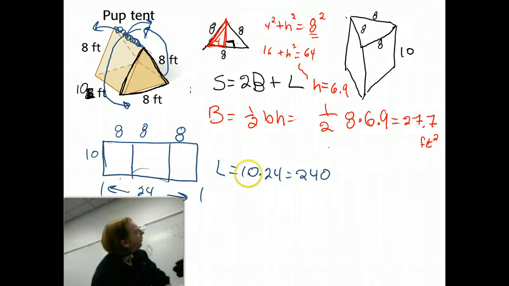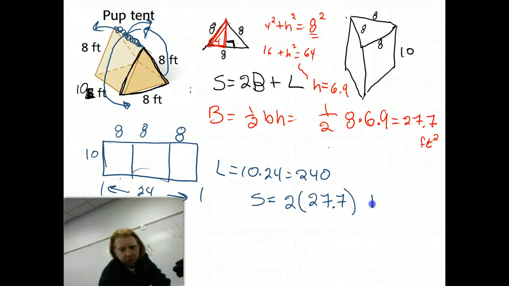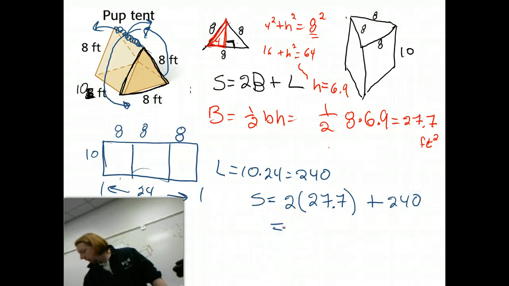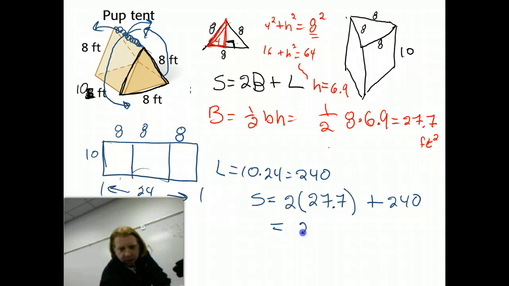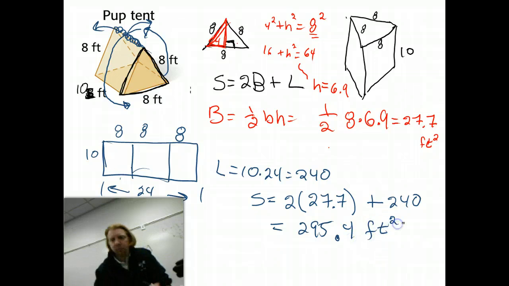Now, the last thing I've got to do is figure out the overall surface area. So the surface area is going to be twice the area of the base, which is 27.7, plus the lateral area, which we said was 240. Let's take that times 2 plus 240. Final answer, 295.4 square feet.